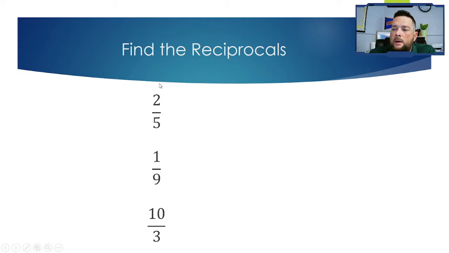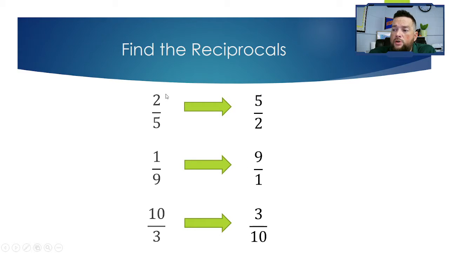Let's just look at these numbers right here. And maybe you want to pause this video or really quickly write out what you think the reciprocals are. So what's the reciprocal of 2/5? What's the reciprocal of 1/9? And what's the reciprocal of 10/3? All right, there they are. Okay, reciprocal of 2/5 is 5/2. Reciprocal of 1/9 is 9/1, which can simplify down to just a whole number of 9. And then reciprocal of 10/3 is 3/10.